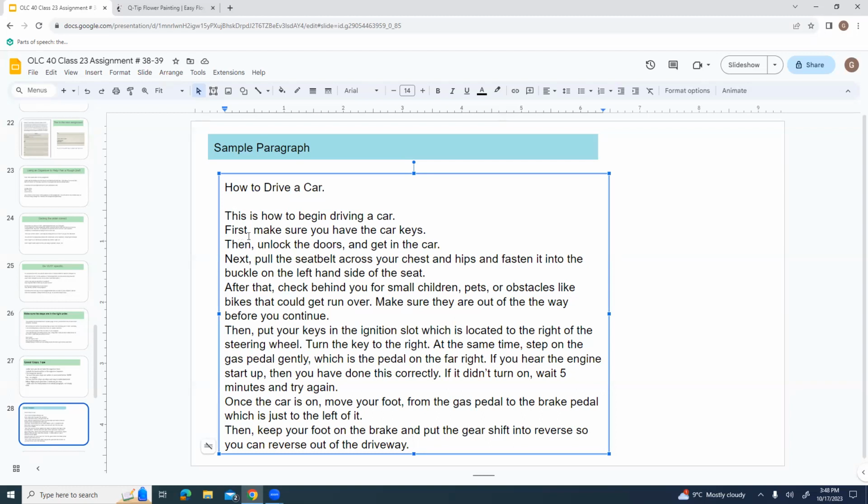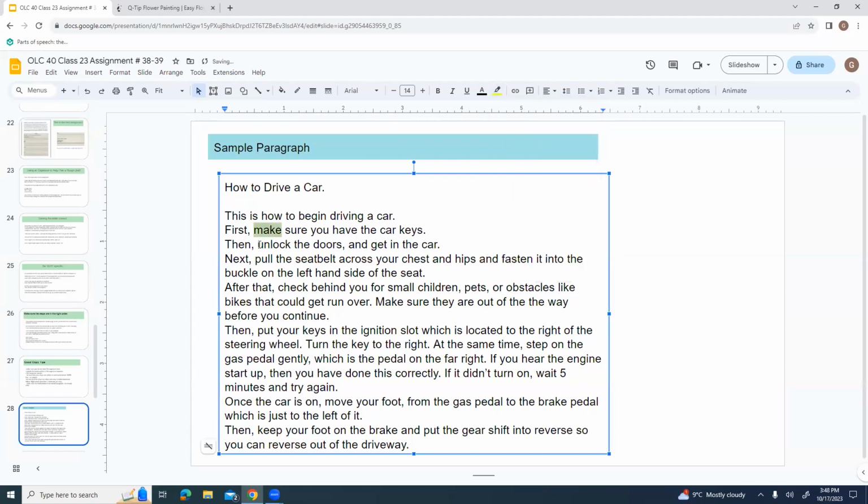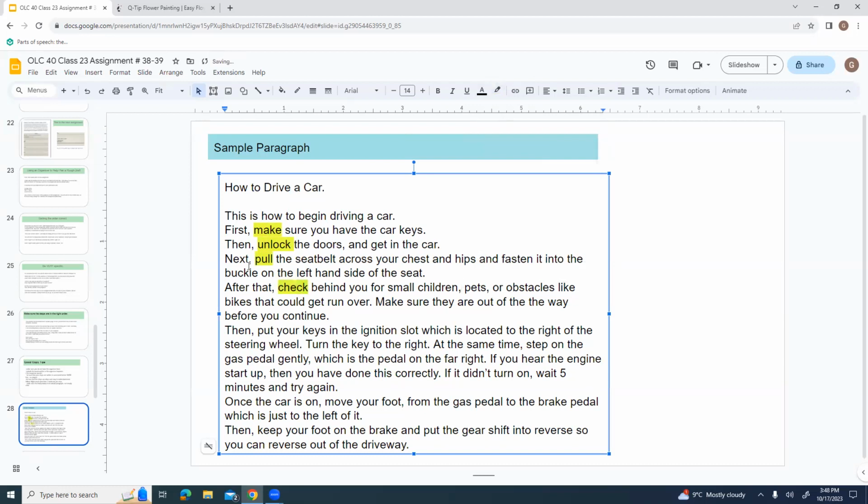But then right after the ordinal word or the sequence word, we're going to have those verbs. I'm highlighting the verbs. You can see them. You can see it's the very next word. We're skipping the subject and we're putting the verb next. And even if you write a compound sentence, see like here, next, pull the seatbelt across your chest and hips and fasten it. Fasten it is the beginning of your next sentence.